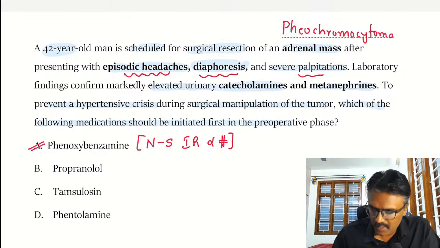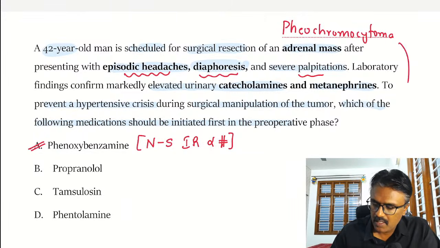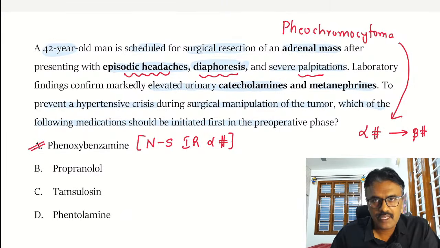So remember, phenoxybenzamine is a non-selective irreversible alpha blocker. Yes, Gabbar, it will be helpful. Now can we give propranolol? Yes, you can give, but whenever you treat pheochromocytoma, you have to always use alpha blocker first. Then after some days you have to give beta blockers. Never give beta blocker first in pheochromocytoma. If you give beta blocker first, the BP may shoot up.